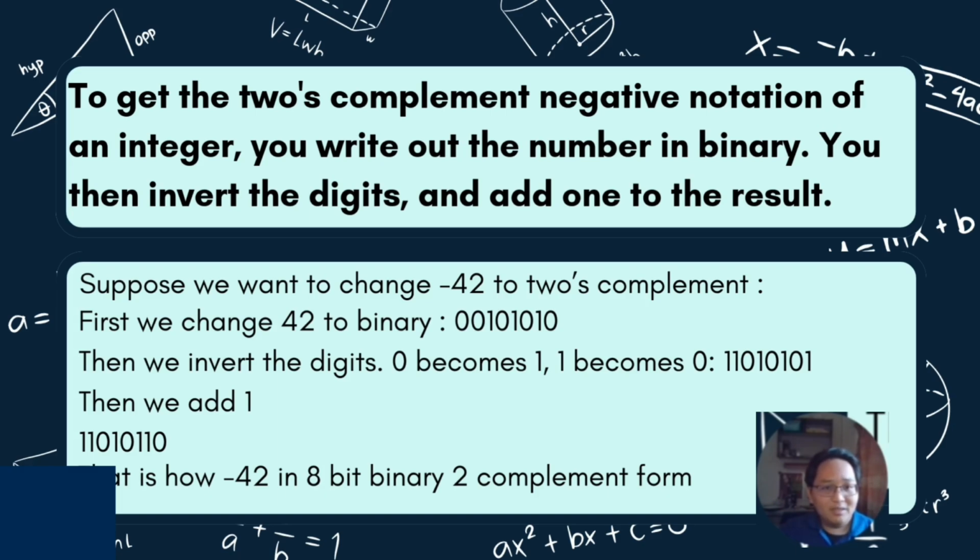So here are some examples. Suppose we want to change negative 42 to the second complement. First we change 42 to binary, and then you invert the digits, 0 becomes 1 and 1 becomes 0. And then, from the first complement, we add 1 to it, and it will become 11010110, and that is what negative 42 in 8-bit binary two's complement form is.